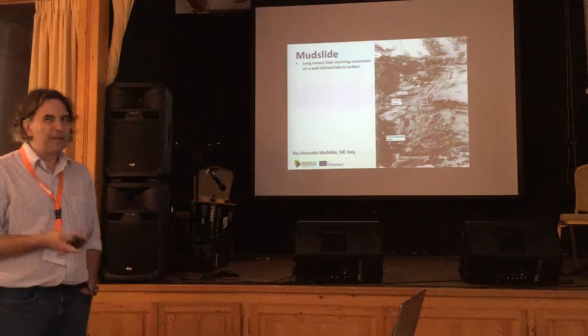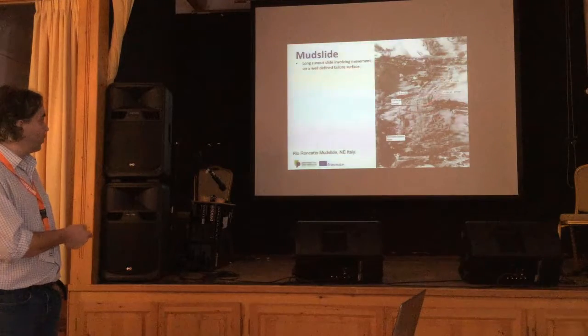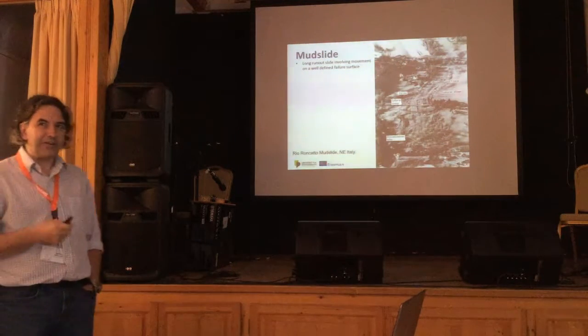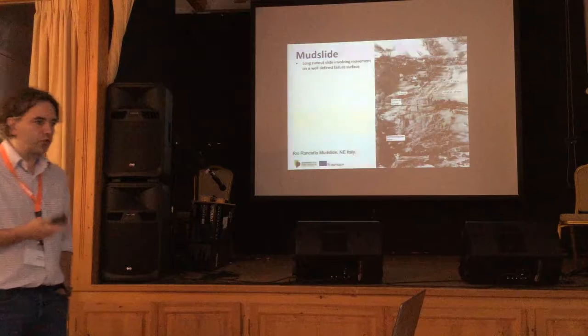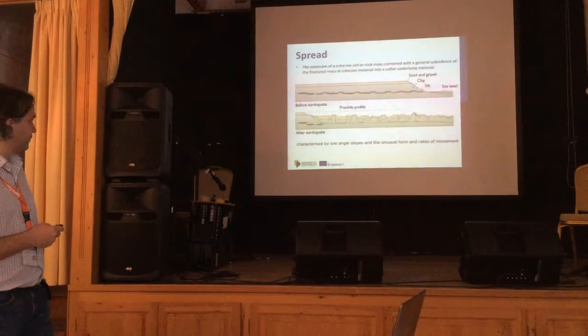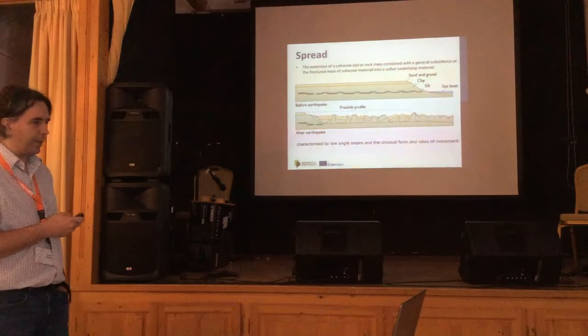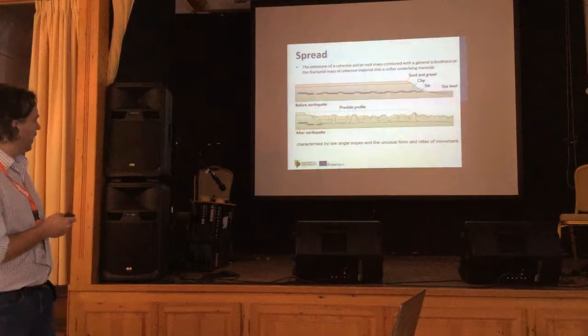There's one type called a mudslide, which is quite unique, where you get sliding of a kind of flow, but essentially on a planar surface. And that's quite an unusual type of motion that you sometimes see. Sometimes spreading as well.